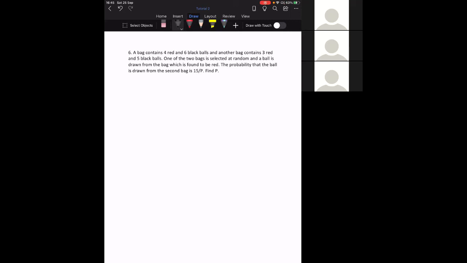The probability that the ball is drawn from the second bag is 15 over p, and we need to find the value of p. So basically, we need to find the probability. It will come as a fraction, so we will automatically find this value. Just give me a second. Try to solve this on your own in a minute, and then I'm gonna go over it with the quiz.